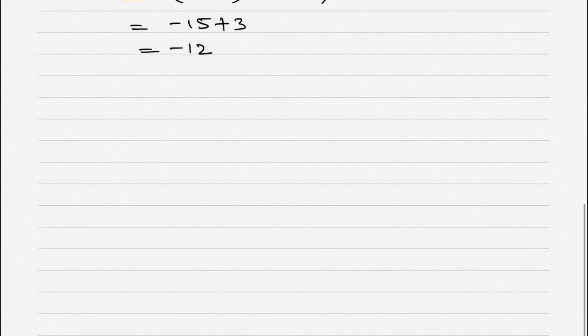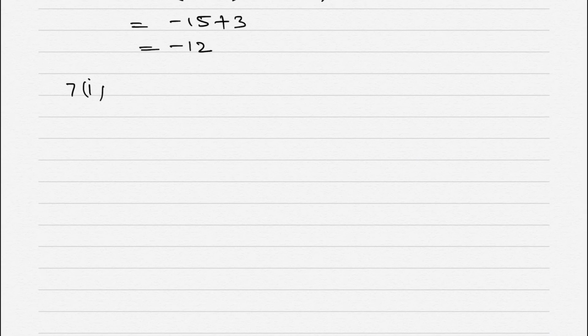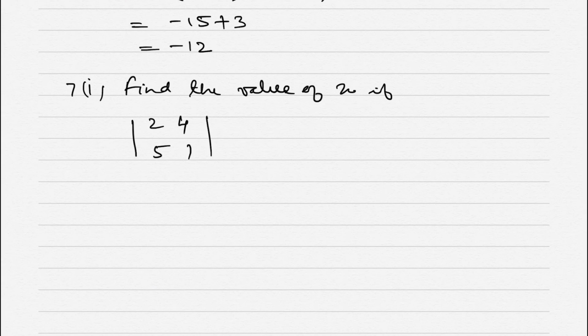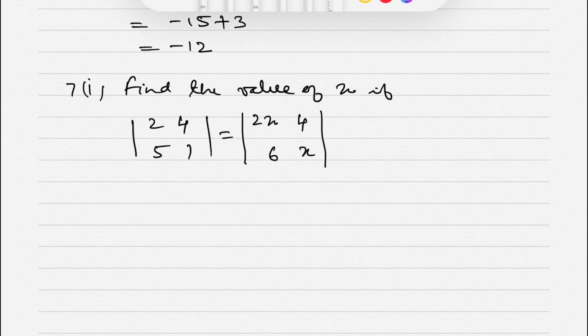Let us solve one more problem. Find the value of x if the determinant 2, 4, 5, 1 is equal to the determinant 2x, 4, 6, x. Had it been a matrix, we would have compared the corresponding elements, like this 2 is equal to this 2x, and this 4 is equal to this 4, this 1 is equal to this x.